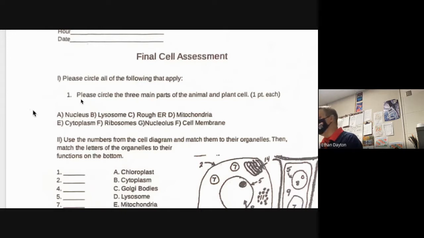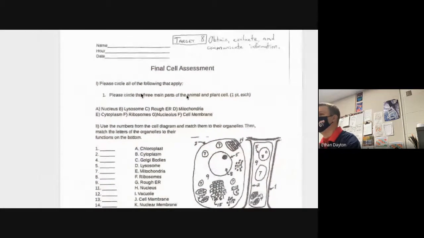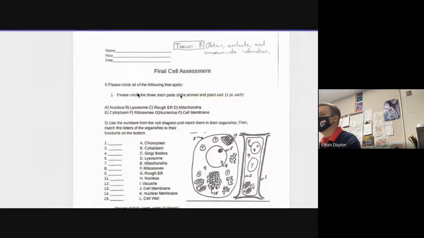Yes, 3. Okay. And yes, I realize this says F right here. That should say G, or sorry, H. Don't worry about it. Just circle the 3 main parts of all cells. Got it? Okay, that's a circle one.